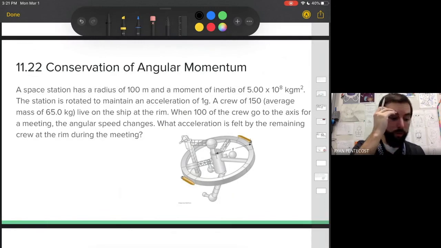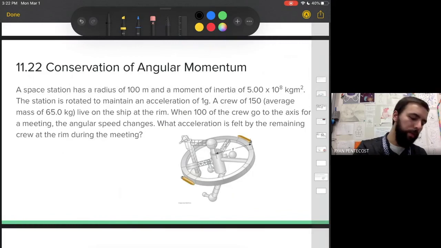The station is rotated to maintain an acceleration of 1g along the rim. A crew of 100, average mass of 65 kilograms, live on the ship at the rim. When 100 of the crew go to the axis for a meeting, the angular speed changes. What acceleration is felt by the remaining crew at the rim during the meeting?